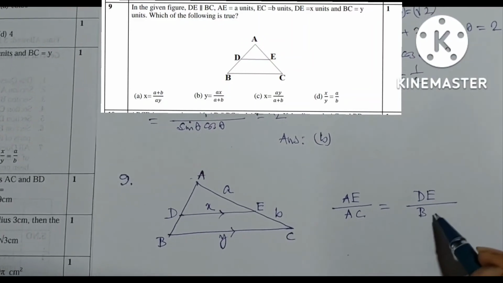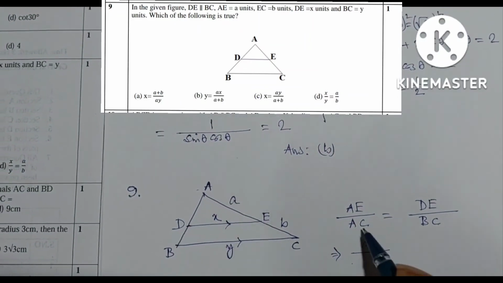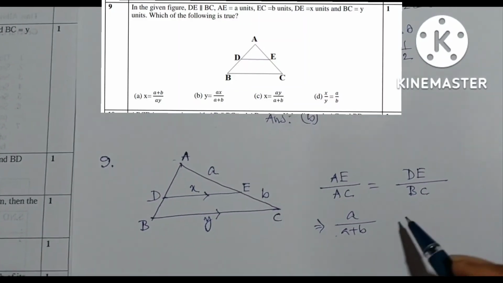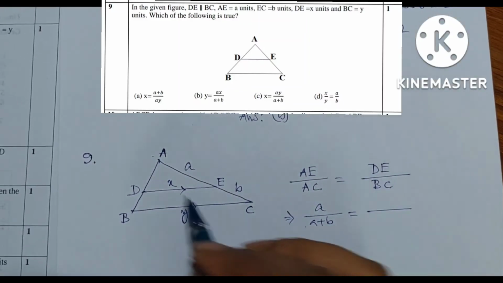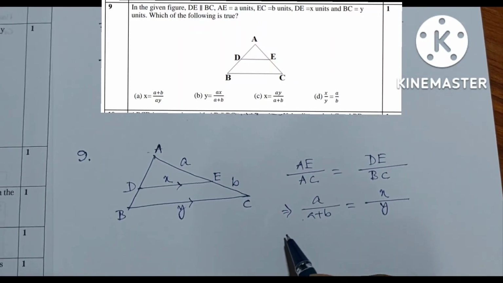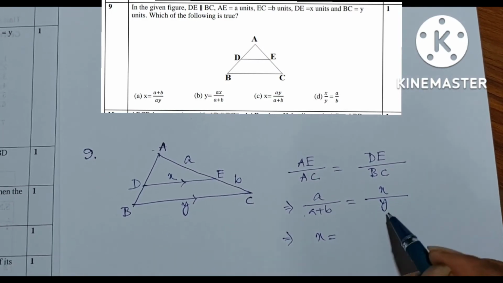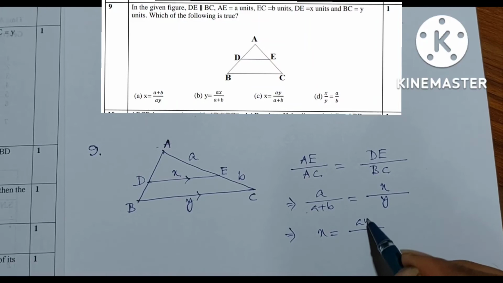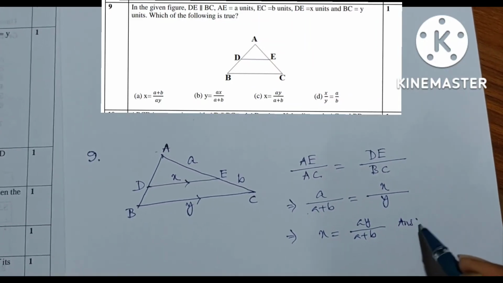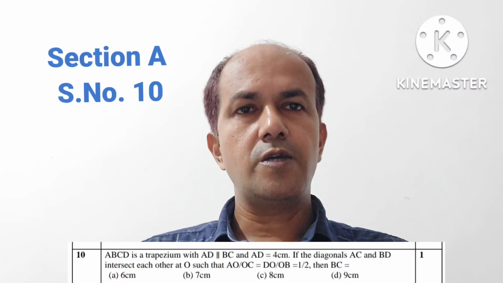by BC. Here AE is A and AC is equal to A plus B. So A by A plus B is equal to DE by BC. DE is X and BC is Y. You have to find the value of X. So X equals AY by A plus B. So your answer is option C. Question number 10.